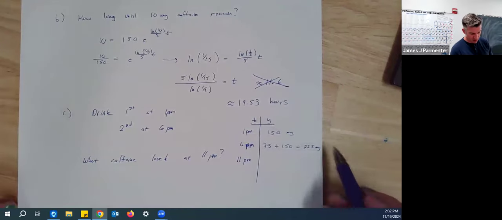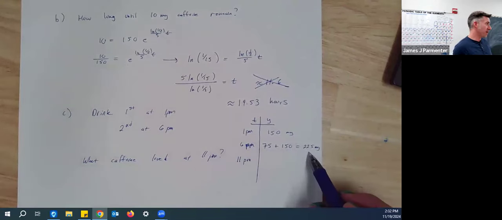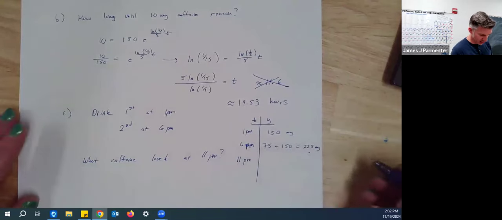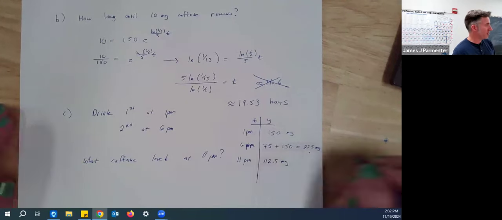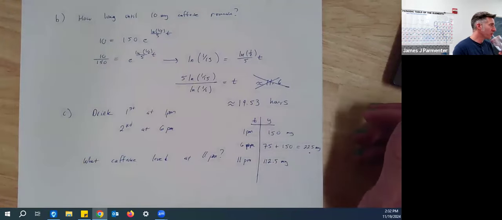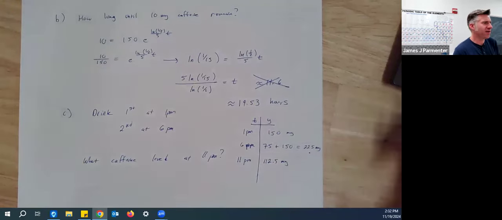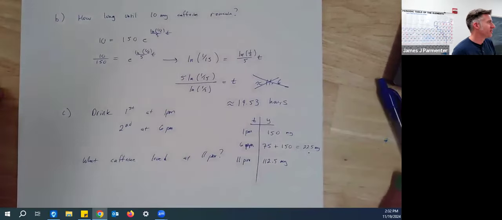So we're just looking at the total amount of caffeine in the body at this moment, and then from then on, you're going to have half as much 5 hours later. So at 11 p.m., we're going to have a whopping 112.5 milligrams of caffeine in the body. Too much to go to sleep? Probably. I don't know. Maybe not. Maybe not for you all.